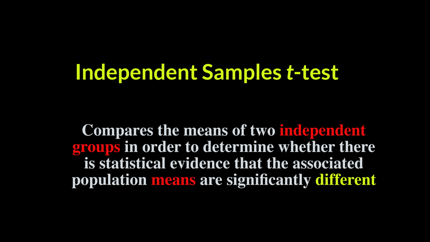Now we're working on the independent sample t-test. It compares the means of two independent groups, which we'll talk about later, in order to determine whether there is statistical evidence that the associated population means are significantly different. So now we need an understanding of what an independent group is.